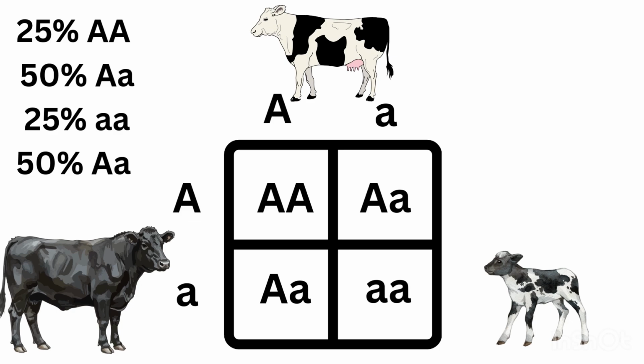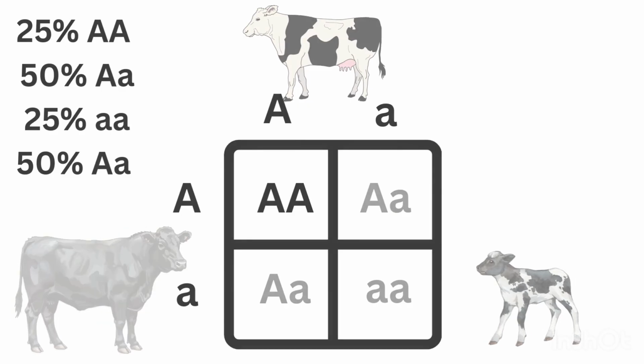Farmers and breeders often use this type of information when planning breeding programs. By understanding the predicted outcomes, they can make more informed decisions and increase the likelihood of producing animals with the traits they want, such as desirable coat color, better growth, or improved production.